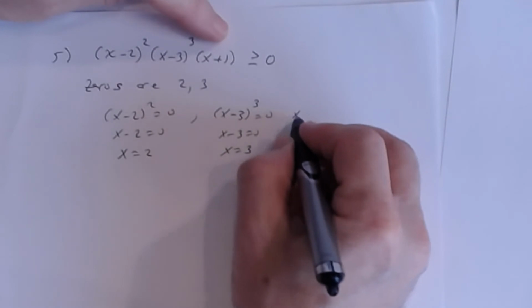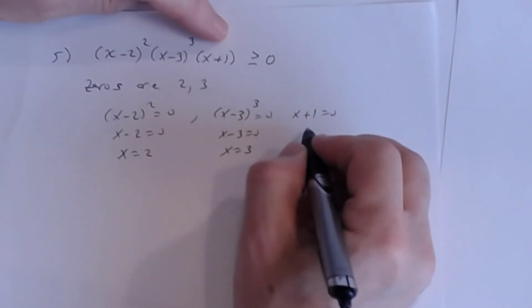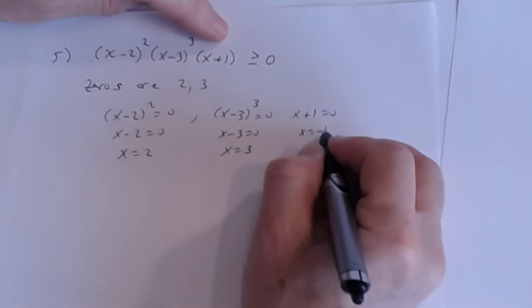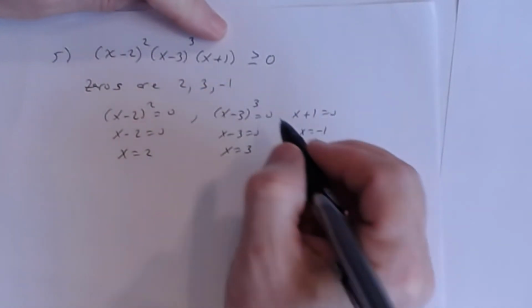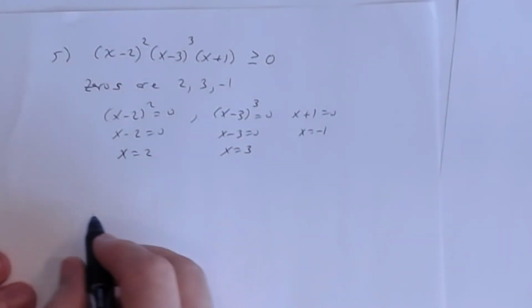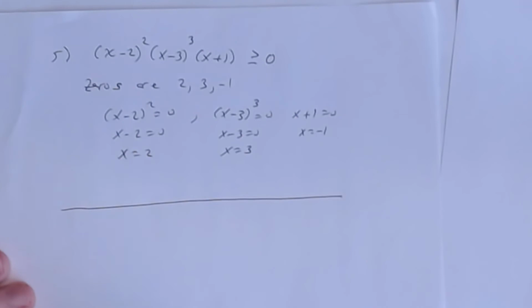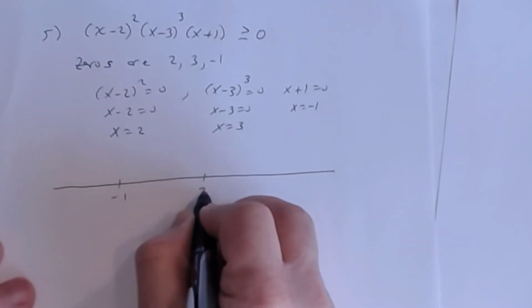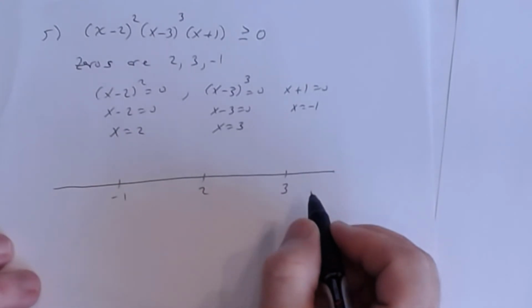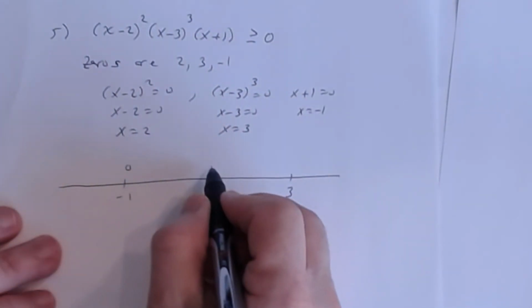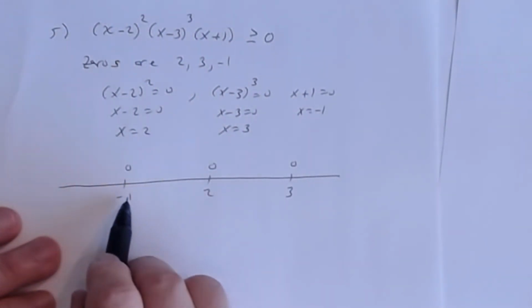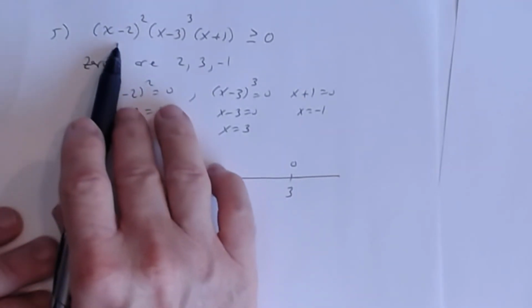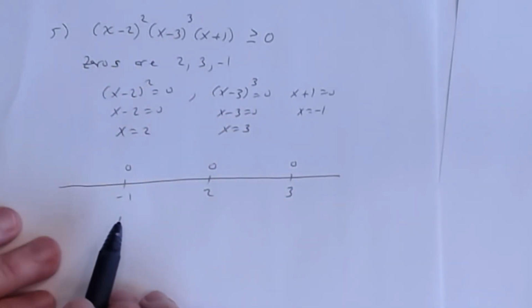And the next one is x plus 1 is equal to 0. Well, that's 0 when x equals negative 1. So those are your 3 zeros. You put that in a number line. And when I put that in a number line in order, I have negative 1, 2, and 3. So notice those 3 zeros, and those are zeros because when I substitute negative 1, 2, and 3, this product is 0. That's how I found those zeros.